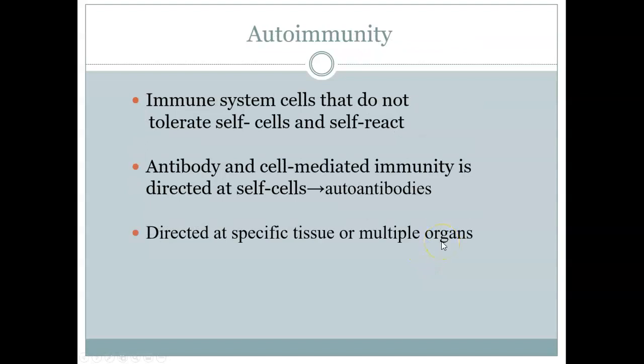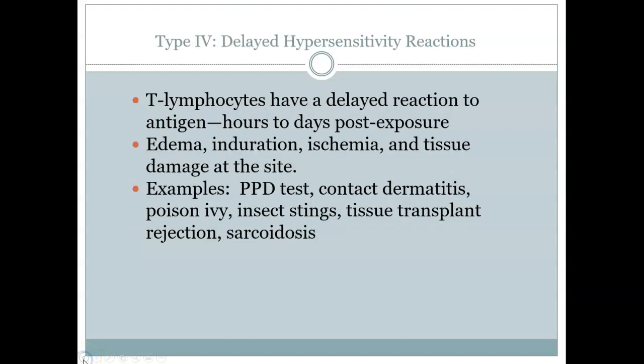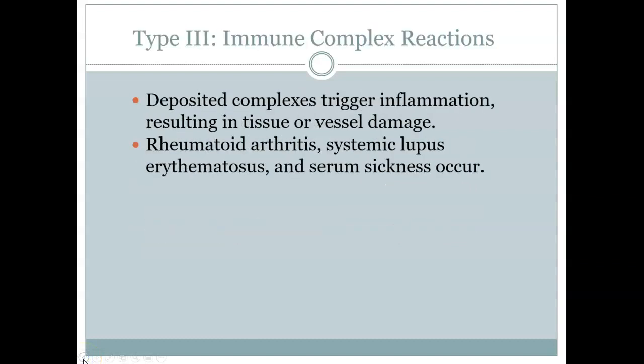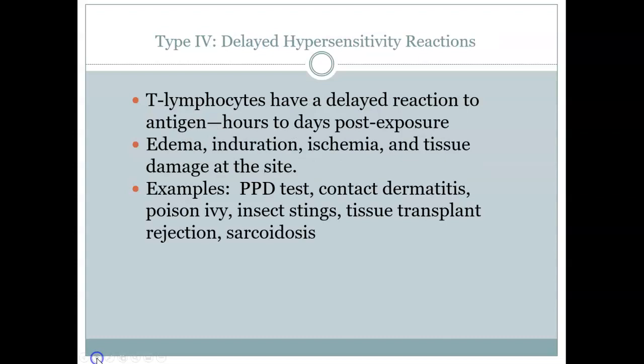All right, so we've talked about all these different hypersensitivity reactions. Let me go back a little bit. The type 3, now we're going to talk about autoimmune diseases. So those are types of type 3 immune complex reactions.